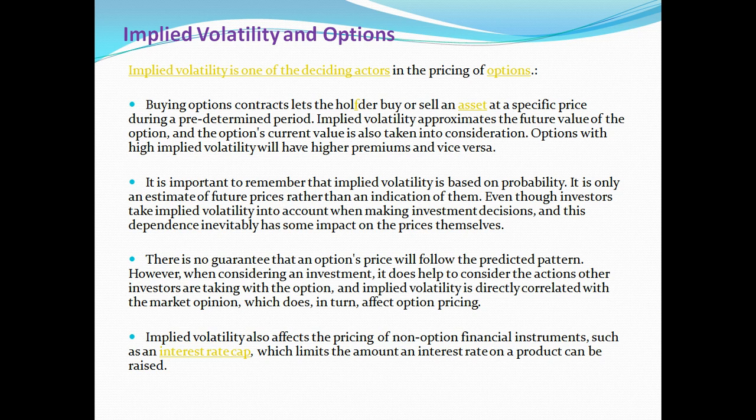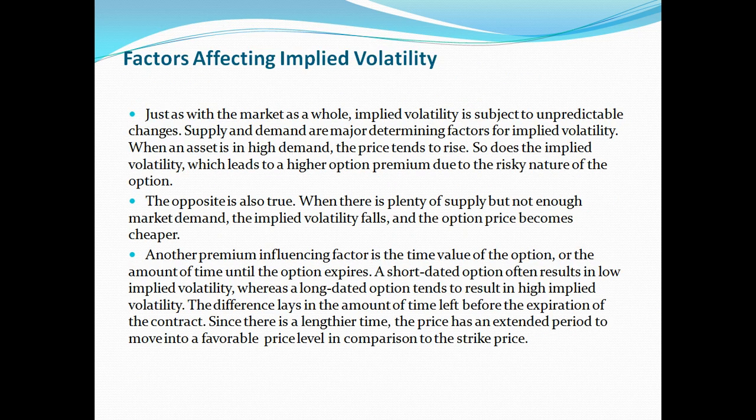This way decide the price of options. Factors: which factors are affecting the implied volatility? Just like the market as a whole, implied volatility is subject to unpredictable changes. Supply and demand are major determining factors for the implied volatility. When the asset is in high demand, the price tends to rise. So does the implied volatility, which leads to a higher option premium due to the risky nature of options.